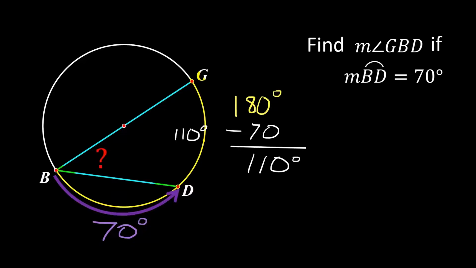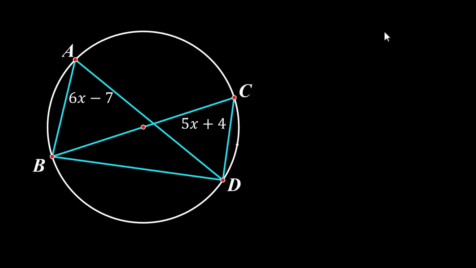Well, the arc is always twice as big as the angle, so we just need to divide 110 in half. And it is 55 degrees. And that's our final answer. We have two angles that have some algebra stuff on them. Well, what do we know about two angles? Nothing.